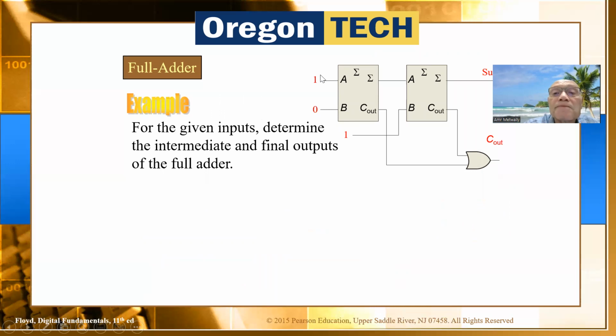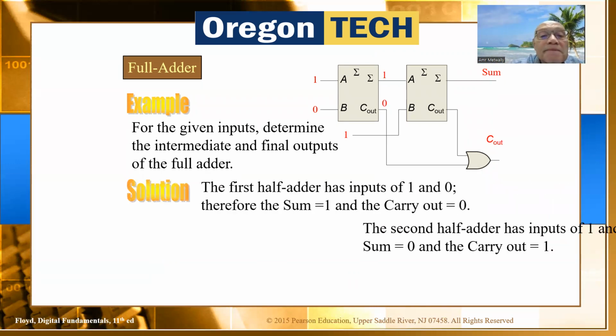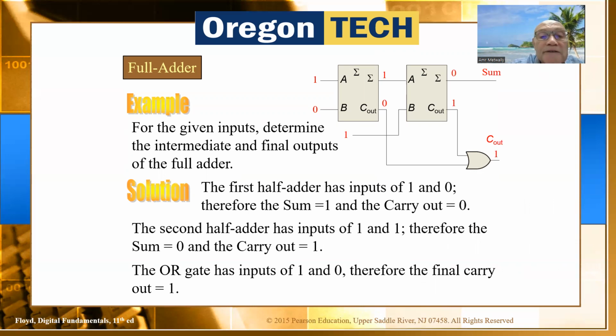According to this, what do we expect the summation and the carry out to be? The carry would be 1 and the sum would be 0. Excellent, excellent. That's it. Yes.